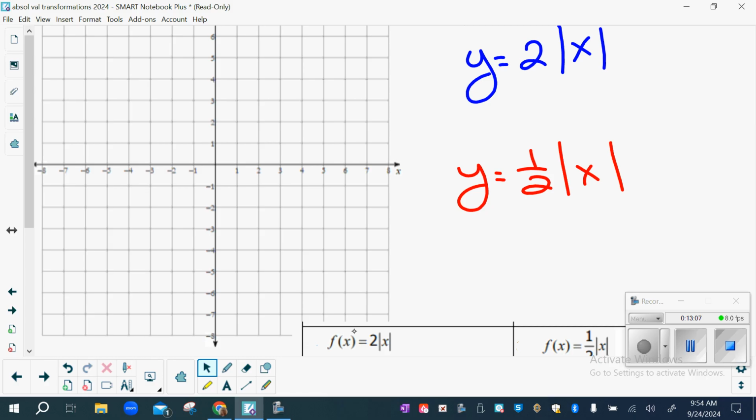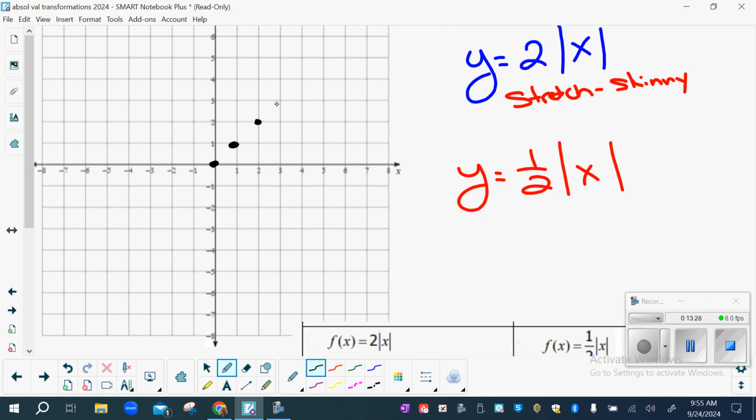If it's a big number, it's stretching your graph and making it super skinny. So that is called a stretch. And it makes it super skinny. The bigger the number, the skinnier it is. It's like slope. So here's our normal one. It looks like this. That's the normal one. Let's look what happens when I stretch it. I start here, but instead of going up 1 over 1, I'm going to go up 2 over 1. Up 2 over 1. Look how skinny he's getting.